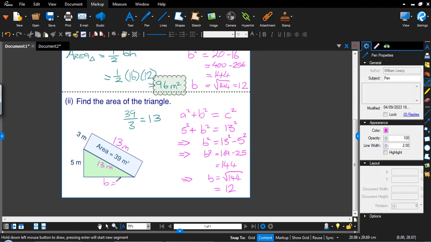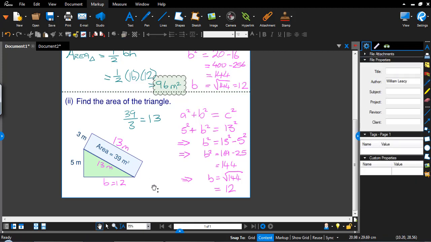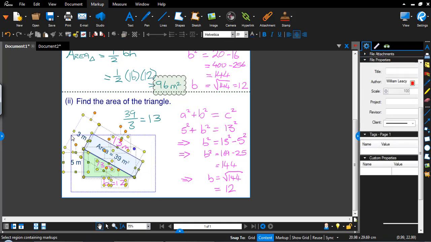So what do you think the area is going to be? It's going to be the exact same, right? It's going to be half the base times the height. Oh, it's not going to be the same. Excuse me. It's going to be different. Let's just have a look at it. I'm going to move this out of the way.